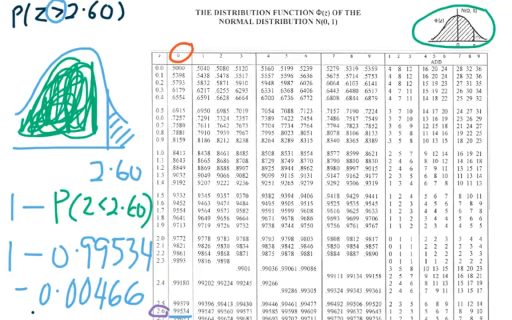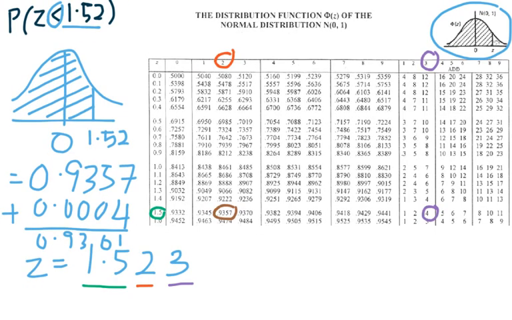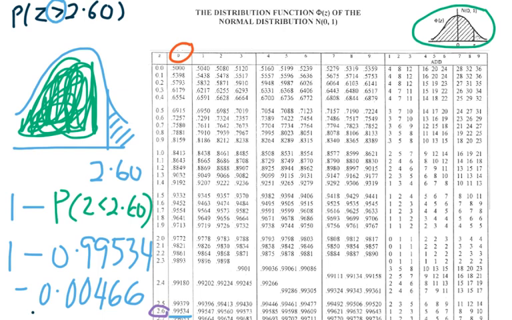So that is the final answer for the probability of this shaded area, which is 0.00466. If you can see, the shaded area that we are looking for does not exceed the middle line, so it should be less than 0.5. The probability is also less than 0.5, so our probability is correct. So that is the second question.